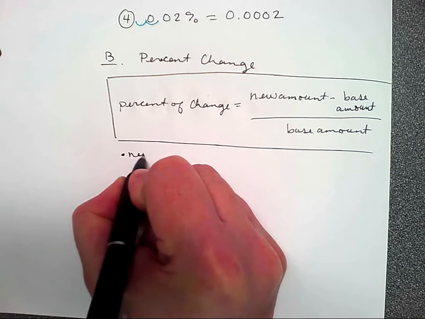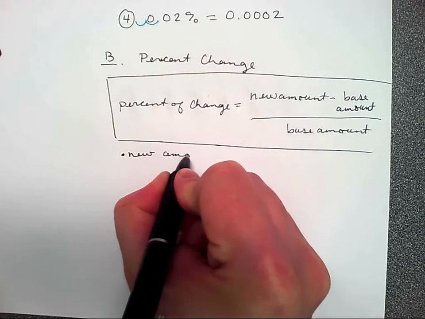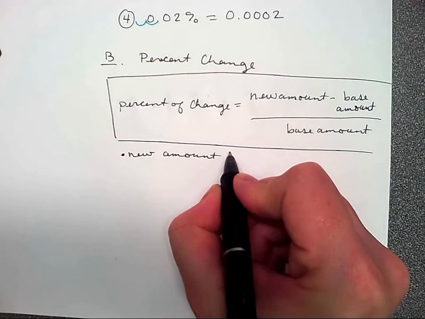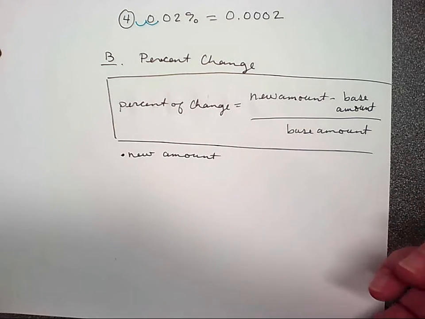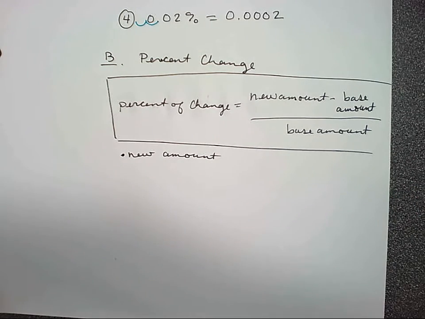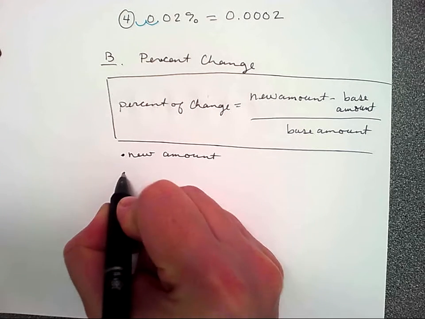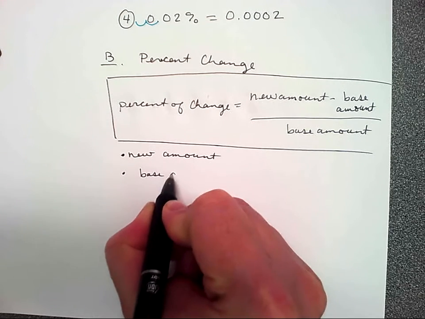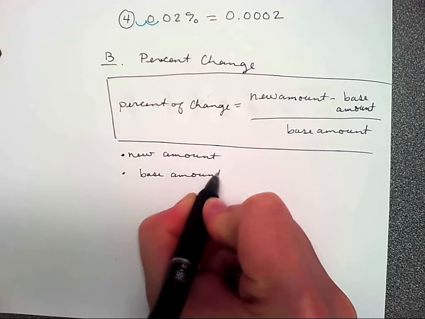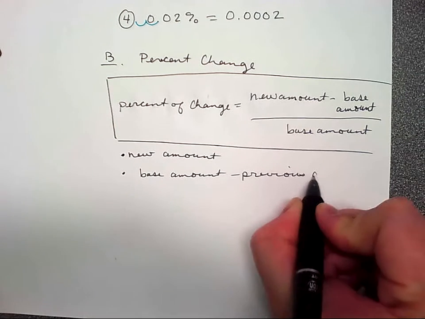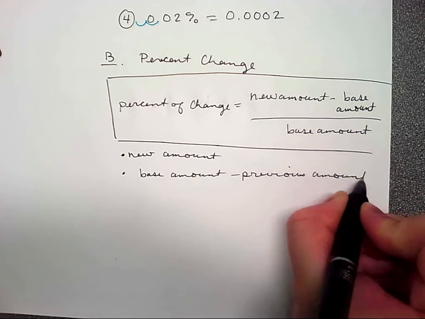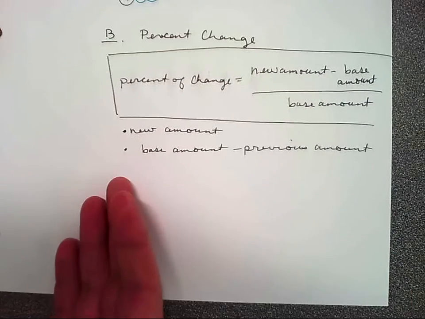So your new amount is obviously your new amount, right? I can't write that any differently. Your base amount is your previous amount. So you might see previous amount or your base amount.